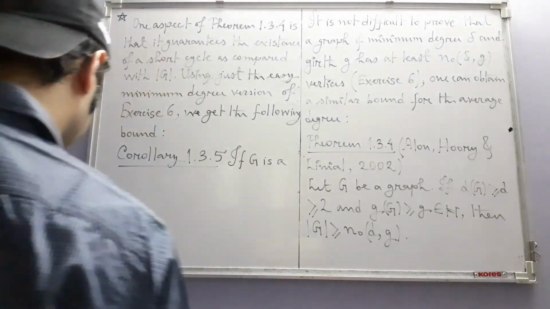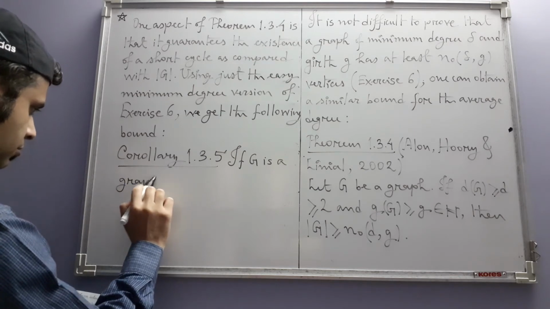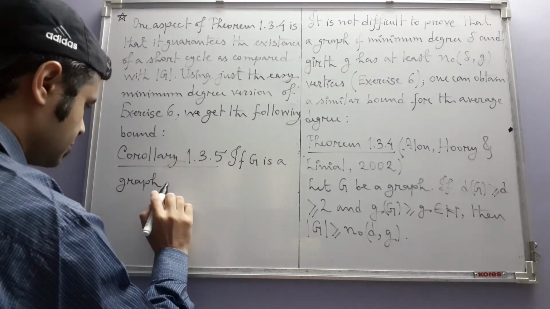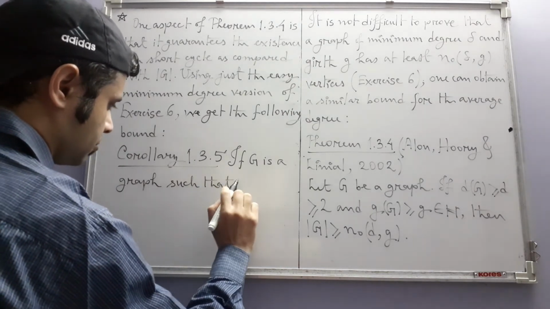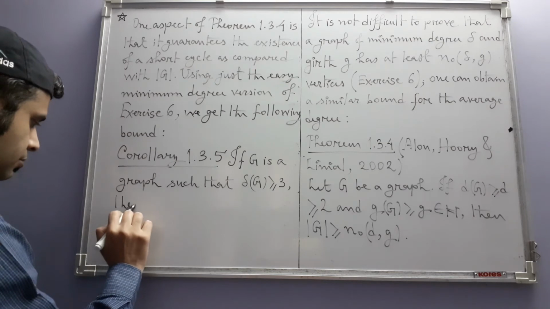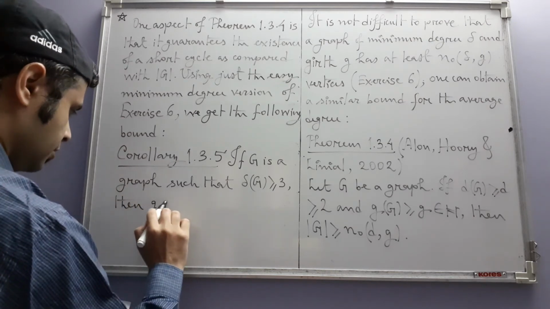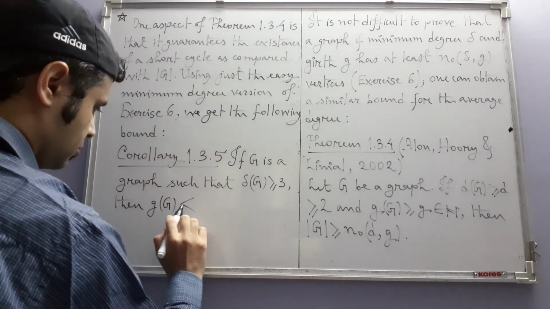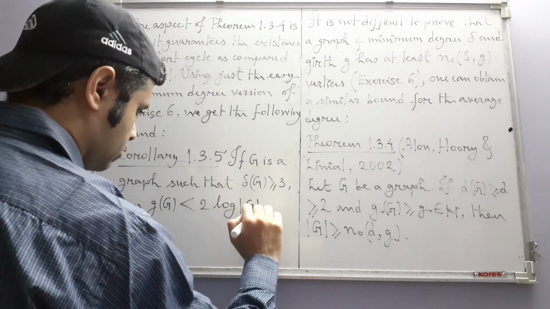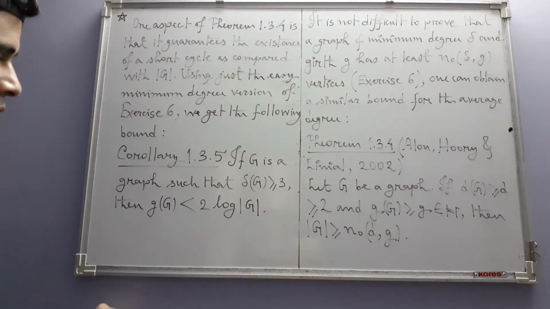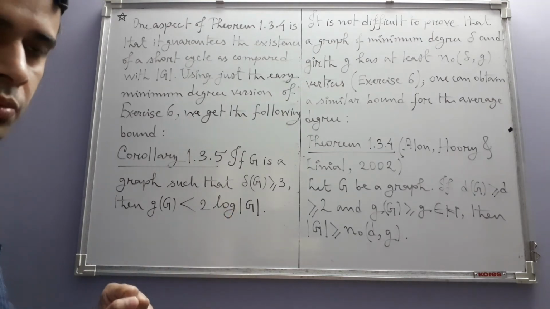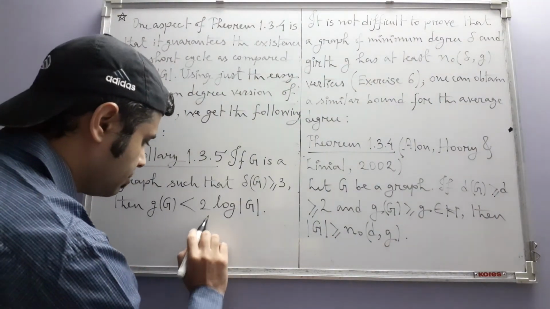If G is a graph such that its minimum degree is at least 3, then the girth of G is less than 2 times log of the order of G. Recall that for us in this book, if we just see log, it means the base is 2. If we mean natural logarithm, for that we will write ln.